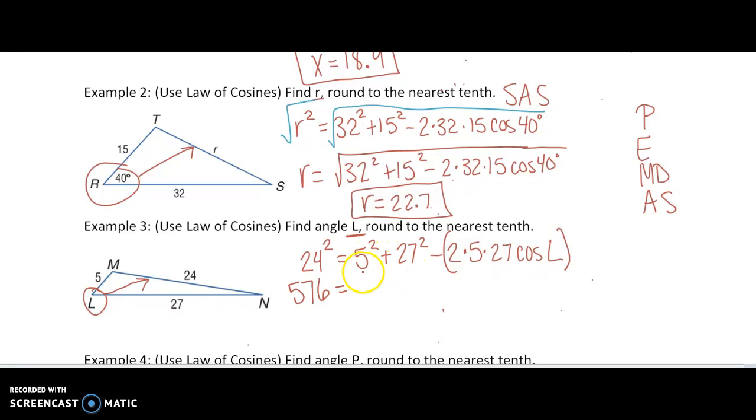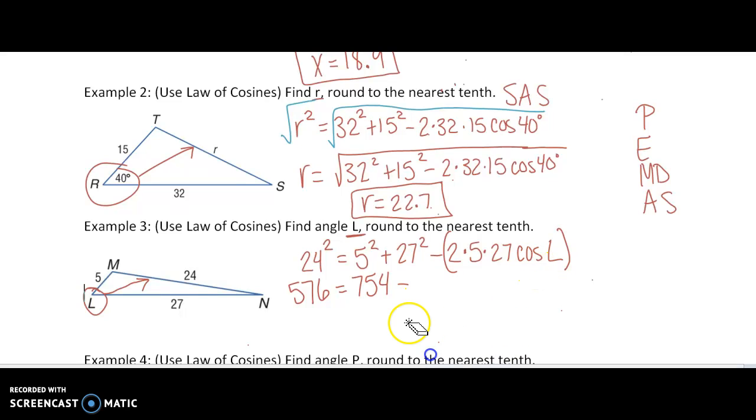So the 5 squared, which I know is 25, and 27 squared, I didn't actually calculate that in my calculator, but I added them together and I got 754. Okay, so those two can be combined because I'm just strictly adding those two numbers. The reason why I cannot combine that with the 2, 5, and 27 is because those are being multiplied times cosine L. So that cosine L times those three numbers cannot be separated until I get what I put in parentheses all by itself.